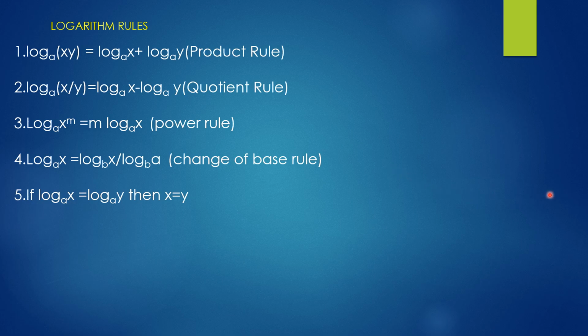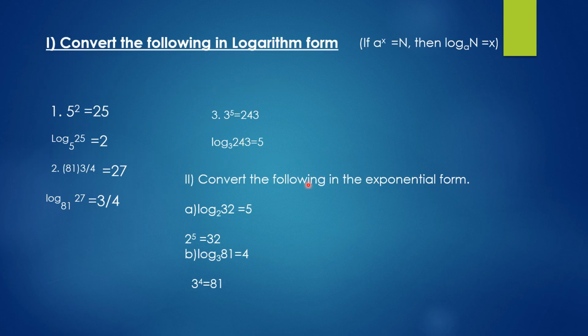Now let us do a few sums related to that. See this one. Convert the following into logarithmic form. Exponential form is given. To solve these problems, remember that if a to the power of x is equal to n, then log n to the base a is equal to x. This is the formula you have to apply here. Given 5 squared is equal to 25. So logarithm of 25 to the base 5 is equal to 2, because when the base 5 is raised to the power 2, you will get 25. This is known as logarithmic form, and the other is known as exponential form.